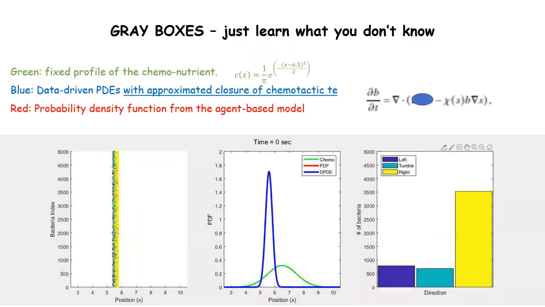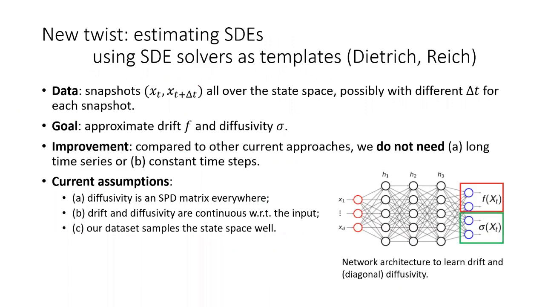Here is a case that is gray box. Let's say that we know this term. Let's just start to learn. So this is the diffusion term. Let's say we know the diffusion term from a separate experiment. Let's just learn the chemotactic term. And that works also. If I played the movie, you would see the same kind of thing.